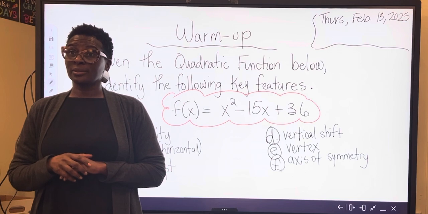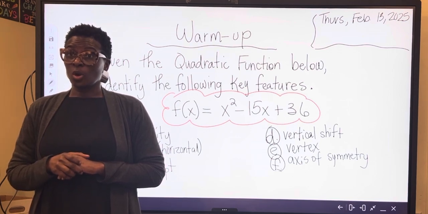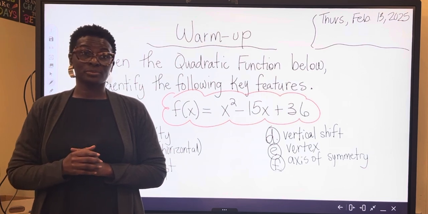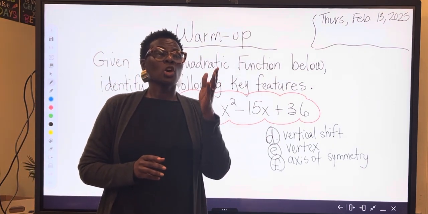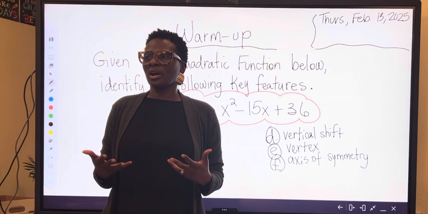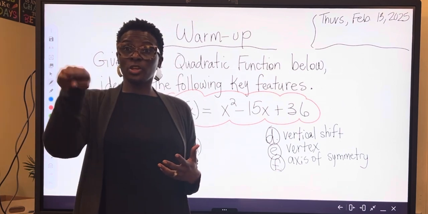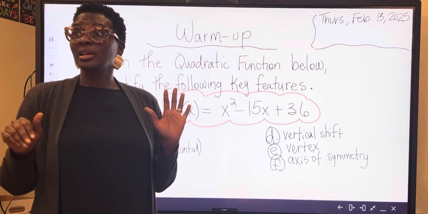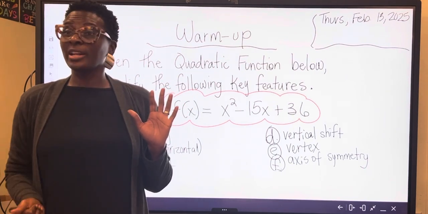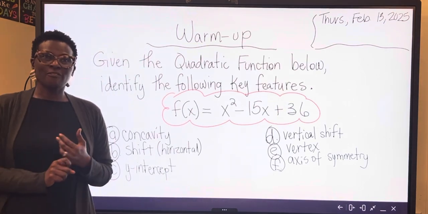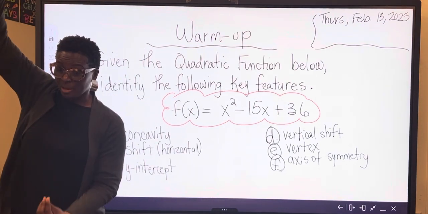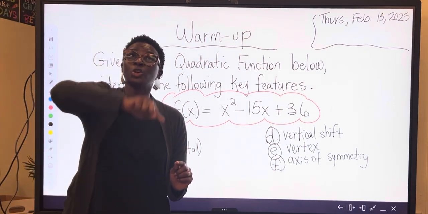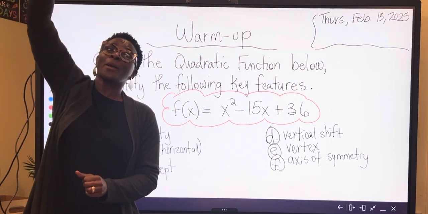What does the a give us in our standard form? Concavity. It gives us concavity. How does it help me figure out concavity? If it goes up or down. If it opens up or if it opens what? Down. That is based on the a being what? Positive or negative. So if the a is positive, then it opens up, which means I have a minimum. If the a is negative, it opens down, which means I have a maximum.